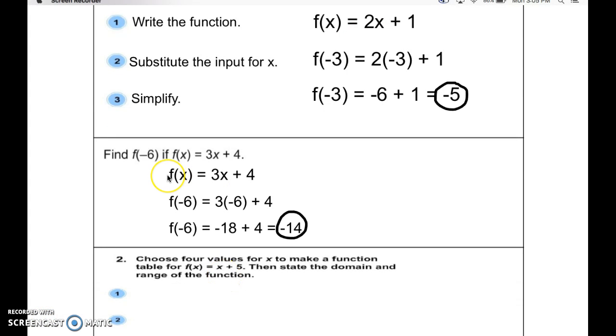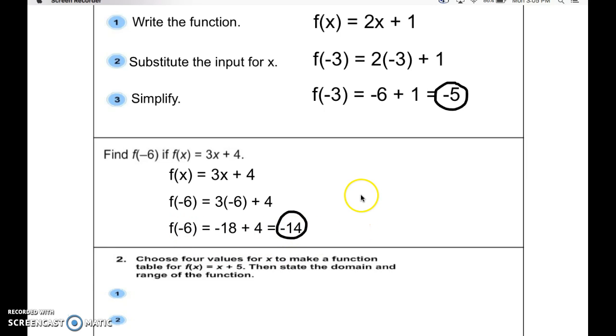So here's what it looks like. Copy down the function, f of x equals 3x plus 4. Substitute negative 6 wherever you see an x, so it goes in for the x on that side, it goes in for the x over here, and then simplify. 3 times negative 6 is negative 18, negative 18 plus 4 is negative 14. So that means that f of negative 6 equals negative 14.